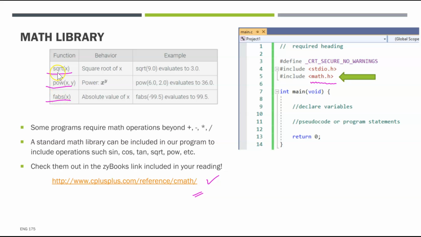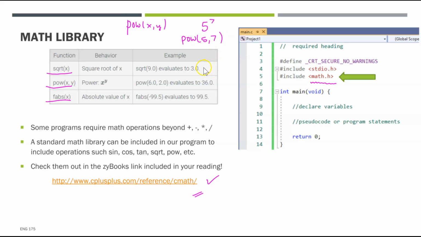Okay, so SQRT, POW, and FABS are reserved words. They come from C's math library. Let's look at POW because we use that a lot. POW(X, Y): just think of Y as the power. So if I want to calculate, say, 5 to the 7th power in C, we would say POW(5, 7), and that would calculate 5 to the 7th power.